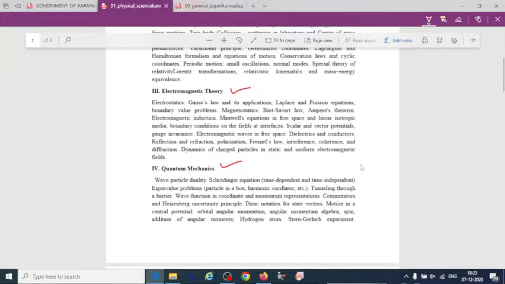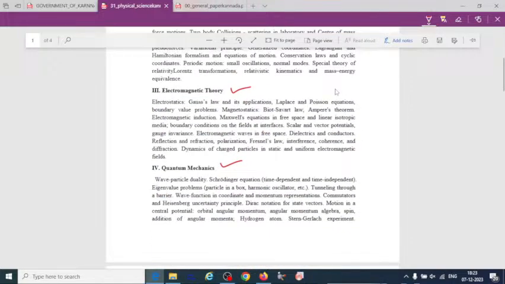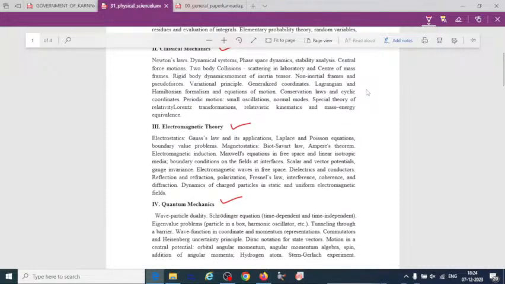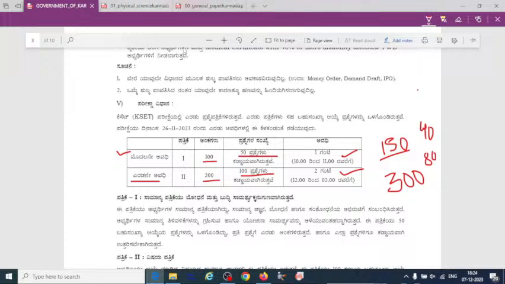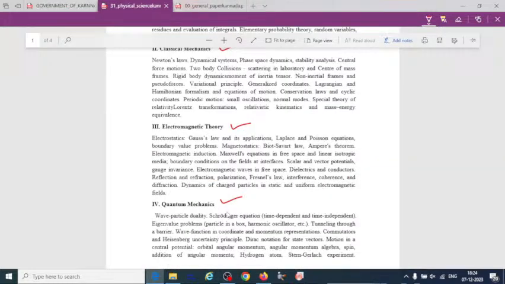Okay. Then approximately how many questions are there from paper 2? 200. So paper 2 is 200 marks.